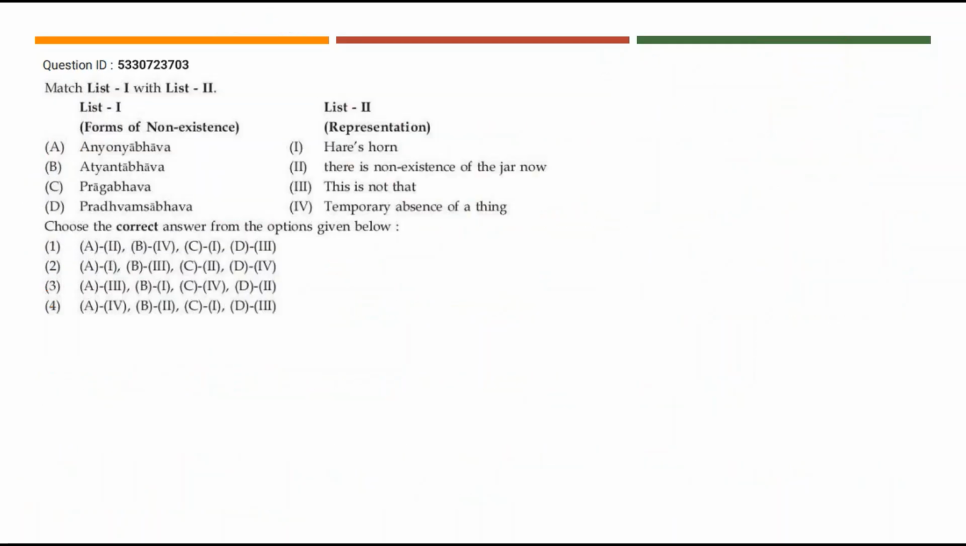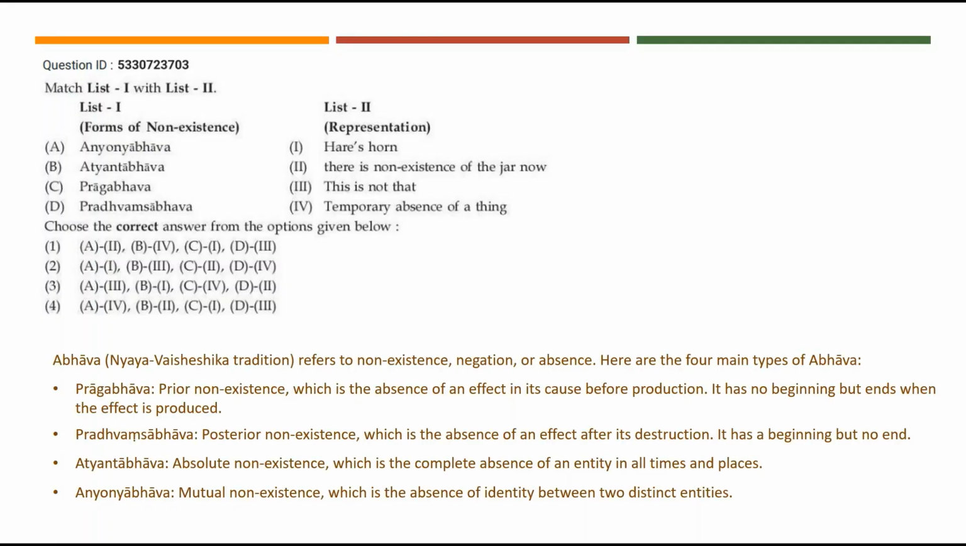Next question, match list 1 with list 2. List 1 has the forms of non-existence and list 2 has its representation. Anyonya bhava, atyanta bhava, pragabhava, pradvamsa bhava. Every word is ending with abhava. Abhava in Nyaya Vaisheshika tradition refers to non-existence, negation or absence we can say.